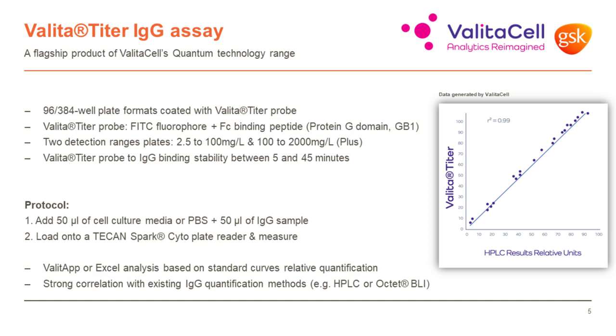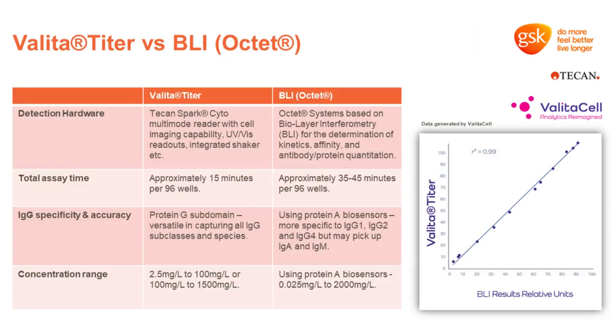We've demonstrated a strong correlation with existing IgG quantification methods. And when comparing the Valita titer to Octet, which is what we use in-house in GSK, the Valita titer presents the advantages of being a much quicker assay with very few steps and using a multi-mode reader, which can be used for other purposes like cell imaging.